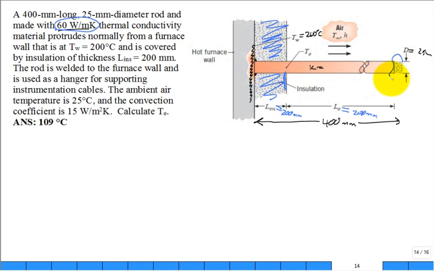What are they showing about the tip out here of that rod? Insulated. Good. The ambient air temperature is 25 degrees C, and the convection coefficient is 15 watts per meter squared degree C. Calculate T naught. This is that temperature of the rod right at the end of the insulation.